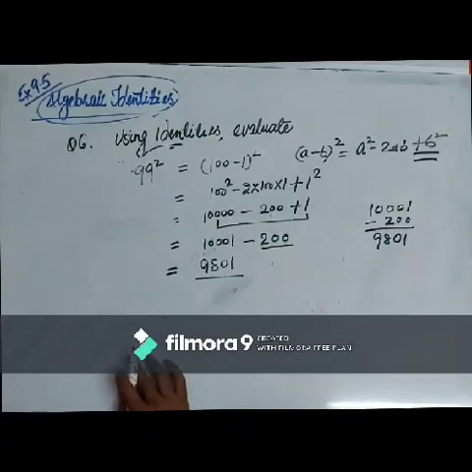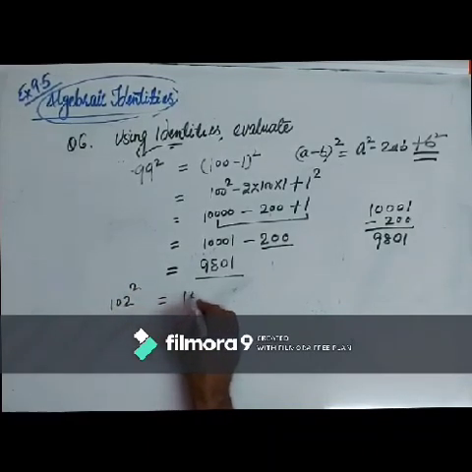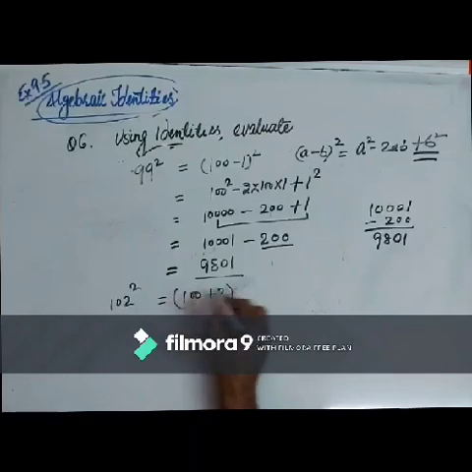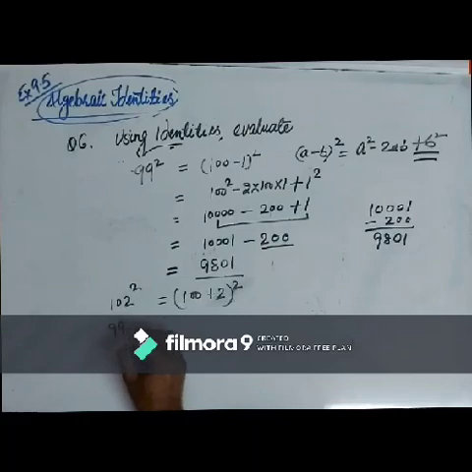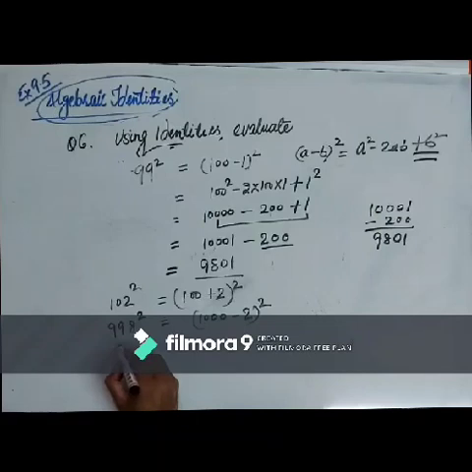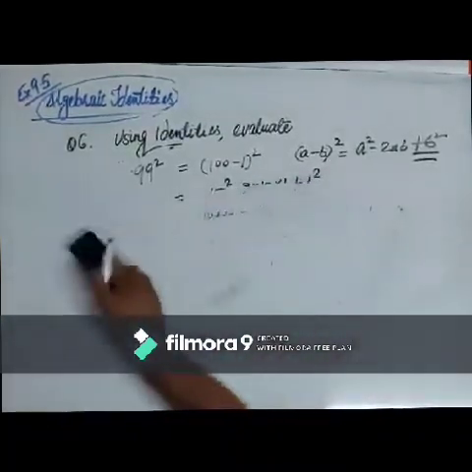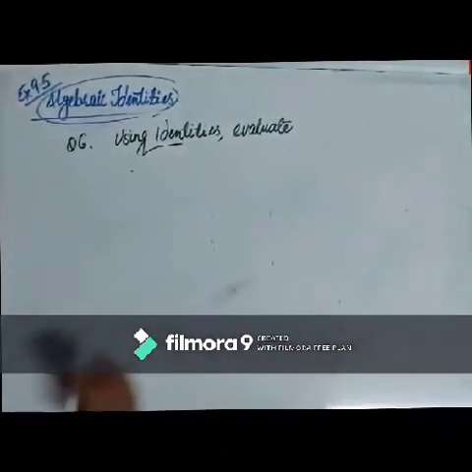Similarly, you can perform 102 whole square as 100 plus 2 whole square, putting identity a plus b whole square. You can do 998 whole square as 1000 minus 2 whole square, putting identity a minus b whole square. And you can do 5.2 whole square. Let me show you how we will perform with the decimal sign using these identities.